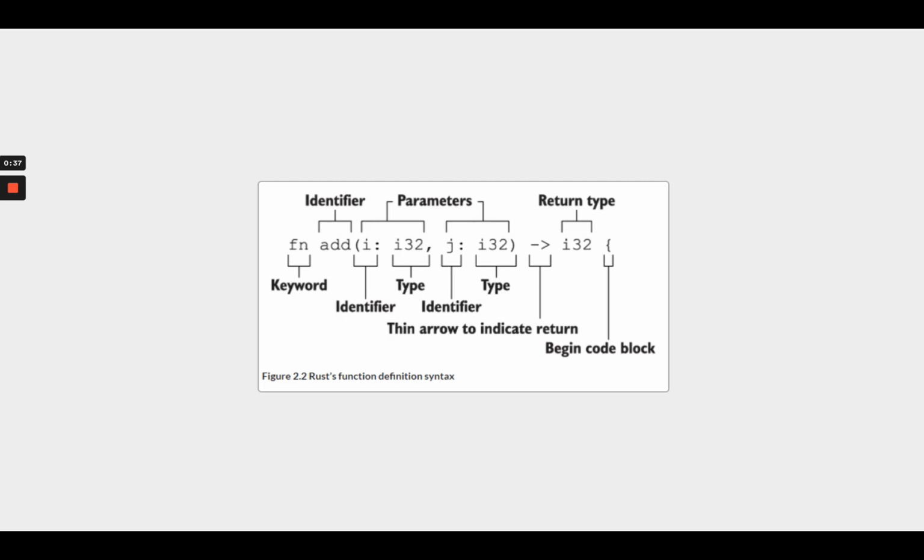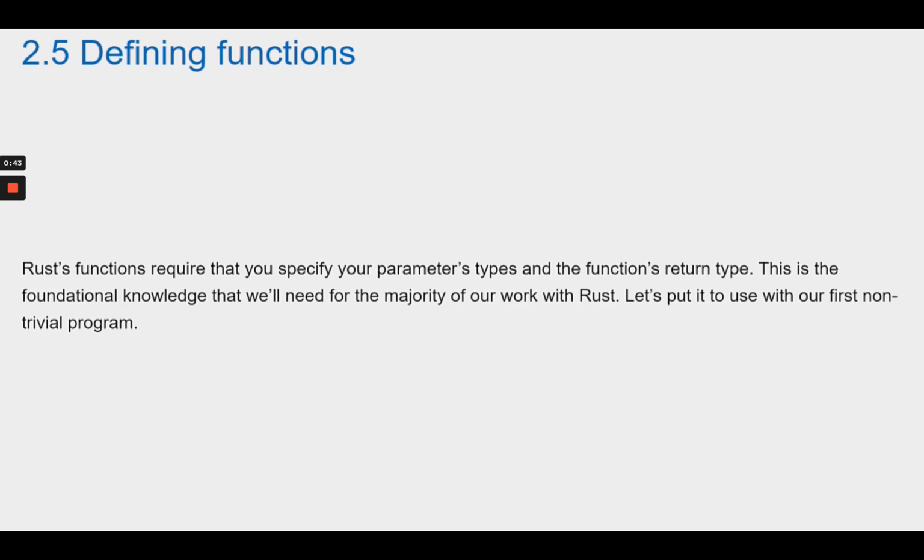Anyone who has programmed in a strongly typed programming language should be able to squint their way through the diagram. Rust's functions require that you specify your parameters' types and the function's return type. This is the foundational knowledge that we'll need for the majority of our work with Rust. Let's put it to use with our first non-trivial program.